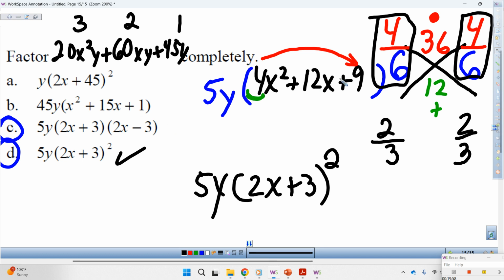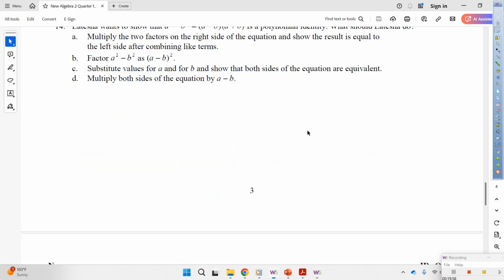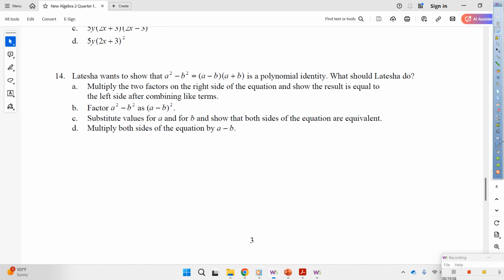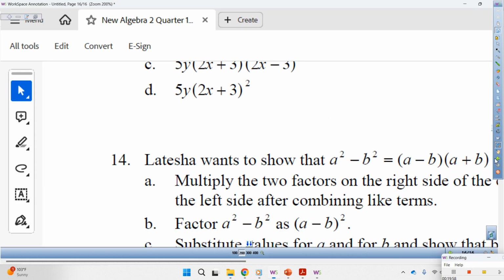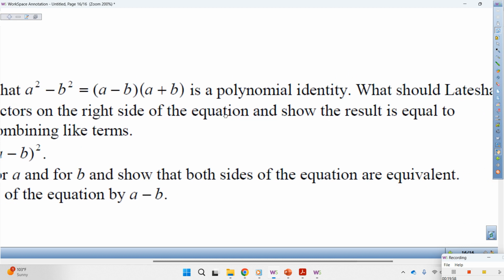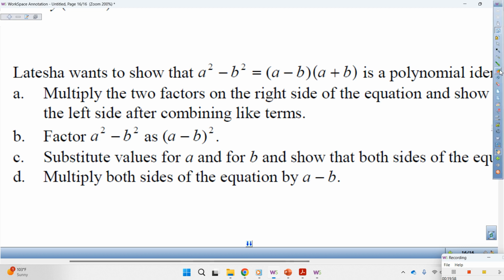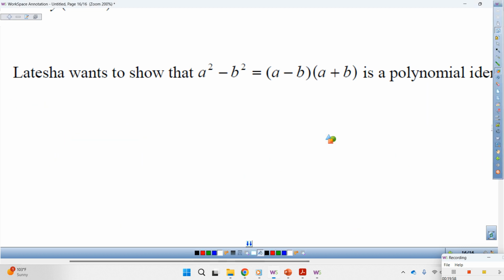How we doing? Good? All right, let's continue. Go to number 14. It reads, Leticia wants to show that a squared minus b squared equals a minus b times a plus b. It says, what should she do? Well, let me ask you. Hold on. How do you show that this is equal to that? Tell your neighbor, what would you do?